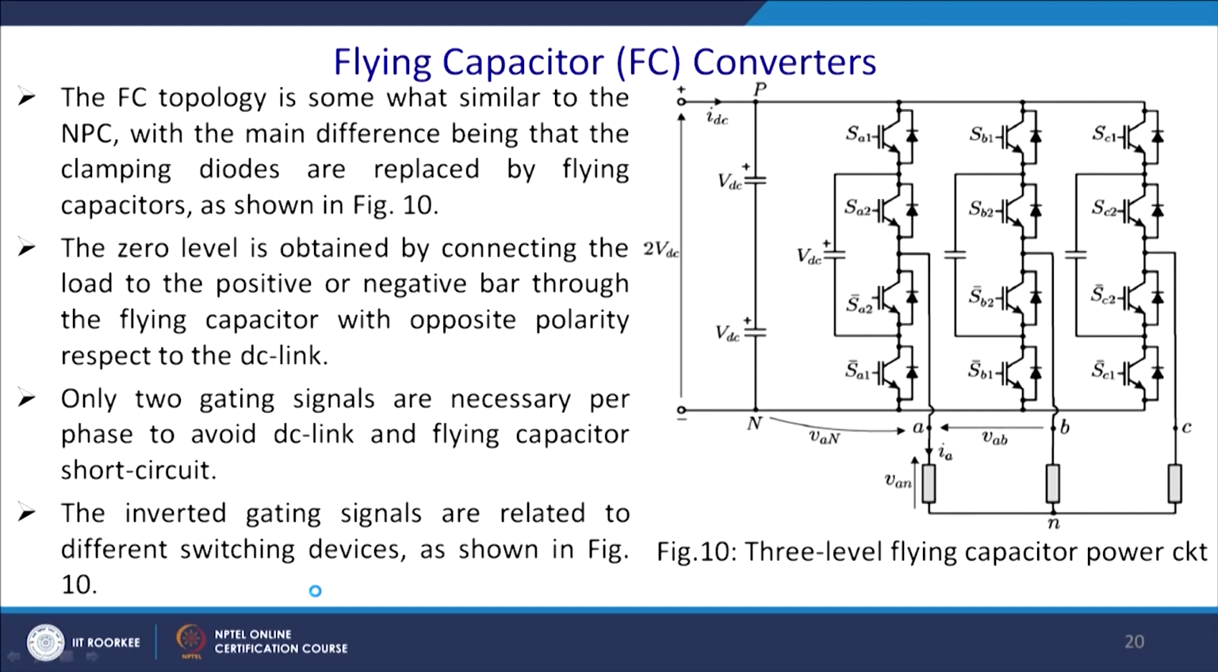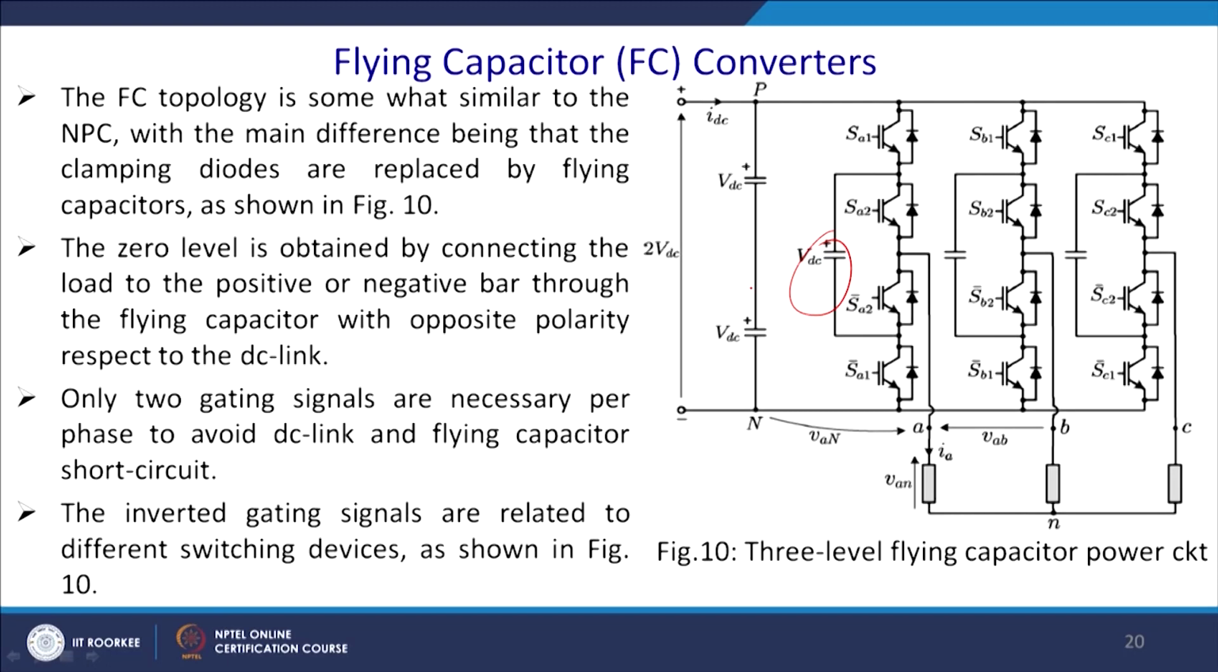Now, the flying capacitor. The FC topology is somewhat similar to the NPC. There is a flying capacitor, and the number of flying capacitors is almost half the number of clamping diodes. So, this is one of the advantages, that the number of capacitors is less, with the main difference being that the clamping diode is replaced by the flying capacitor, but with reduced number.